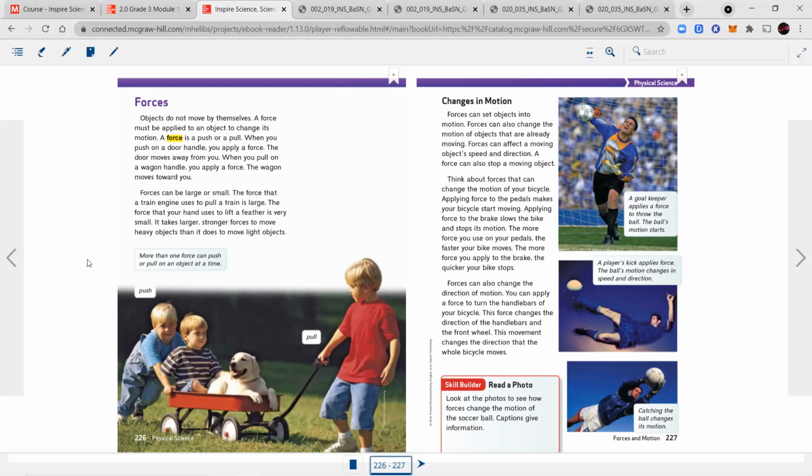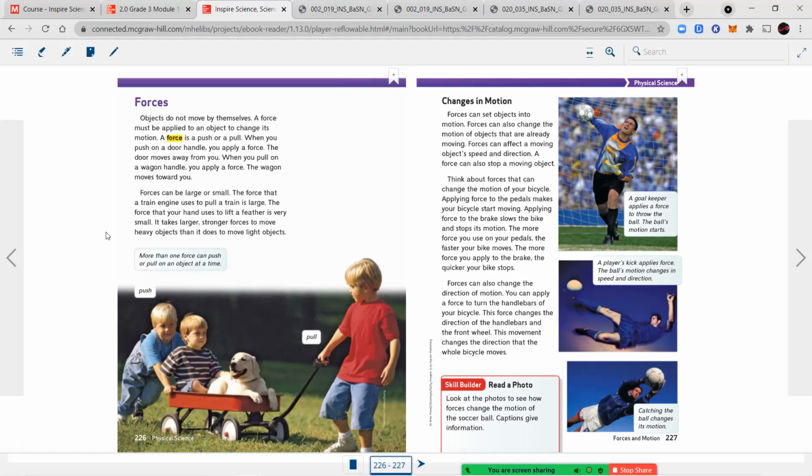Catching the ball changes its motion as well, right? When you catch it, it stops moving. Now we're going to go ahead and answer the question on page 25. What type of force is needed to move a heavy object? So remember, when we were talking about different kinds of forces, take a look at the information on page 226, and that tells you what kind of force you need to move a large or heavy object.